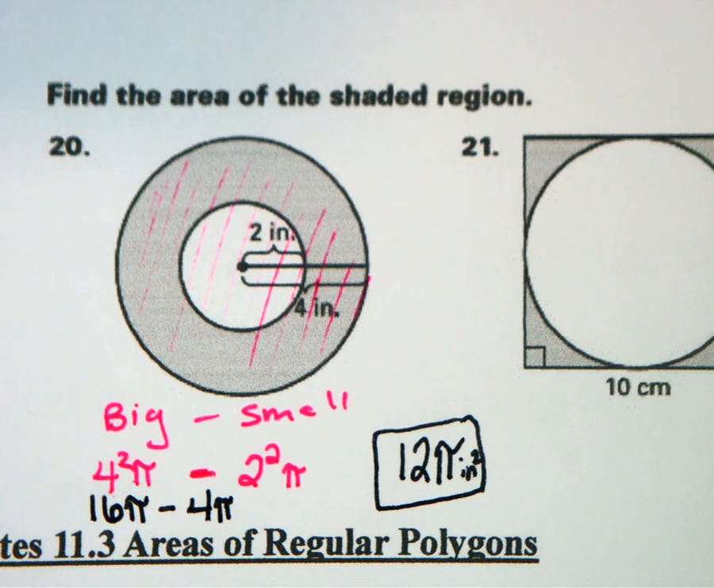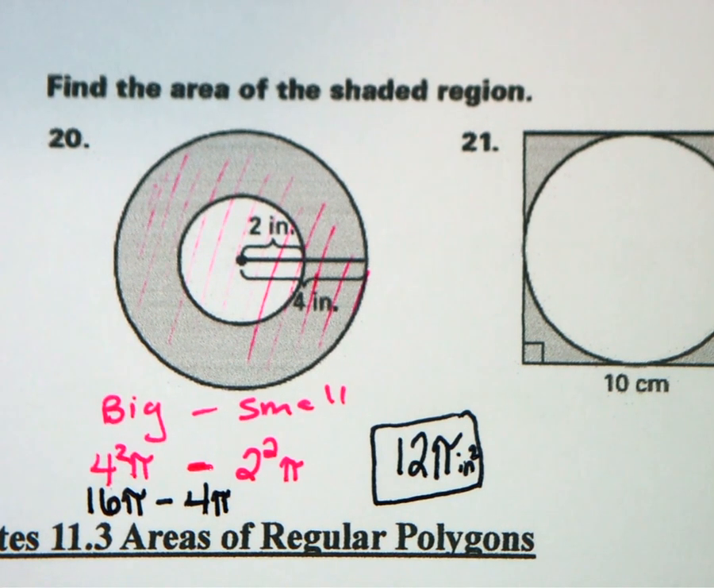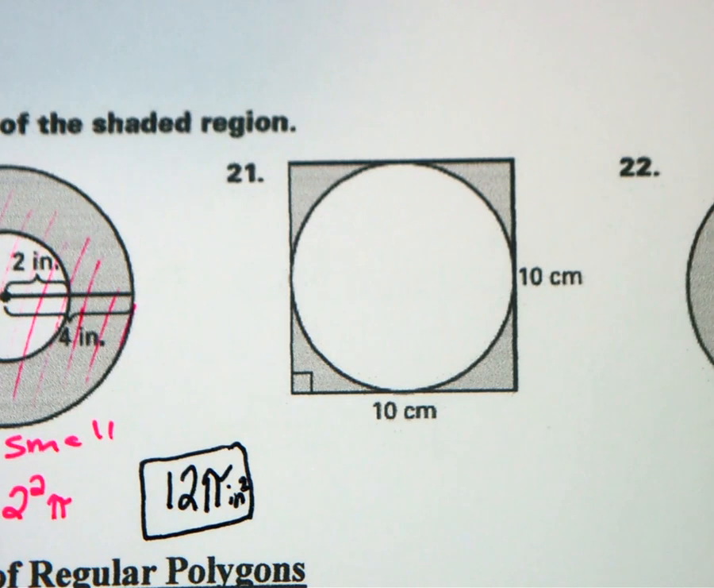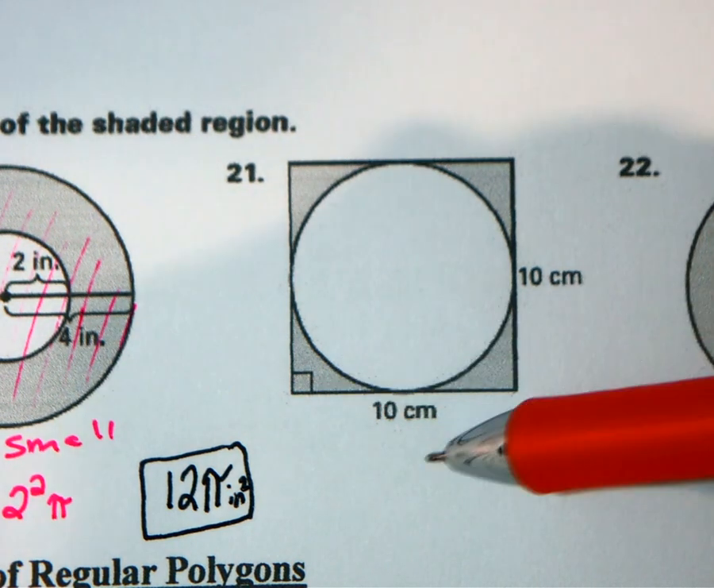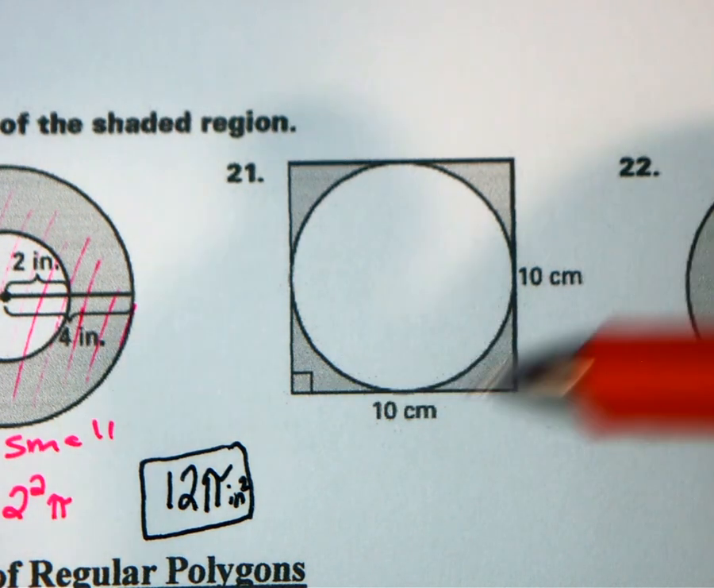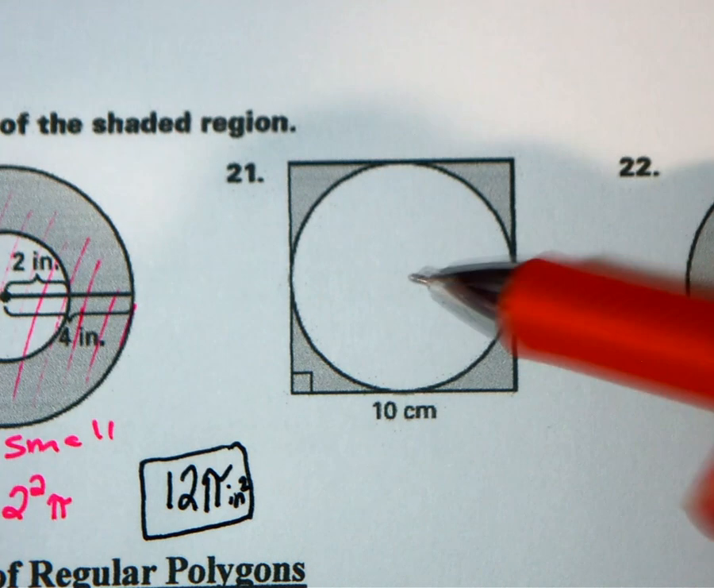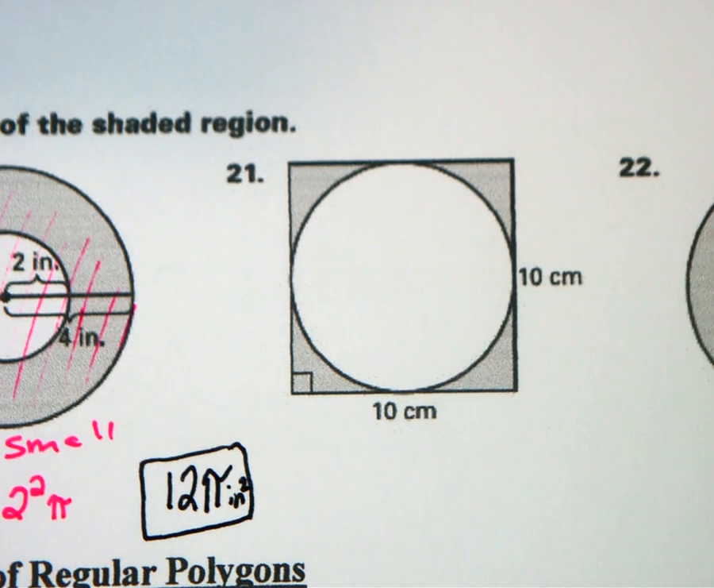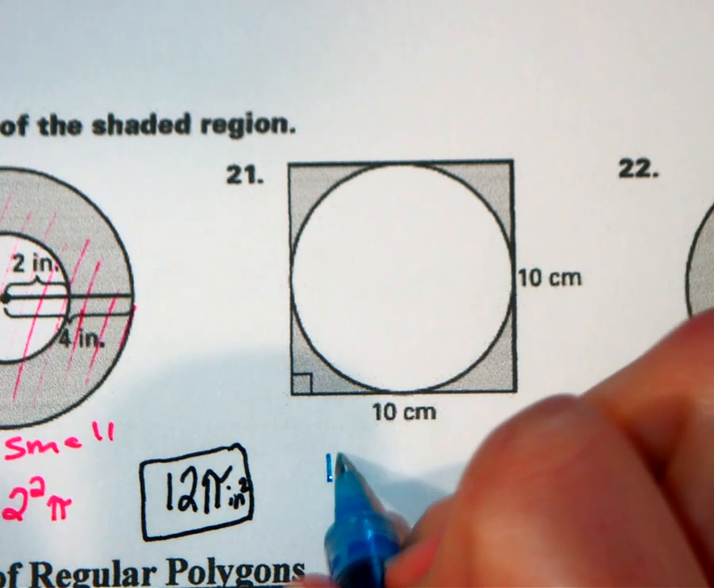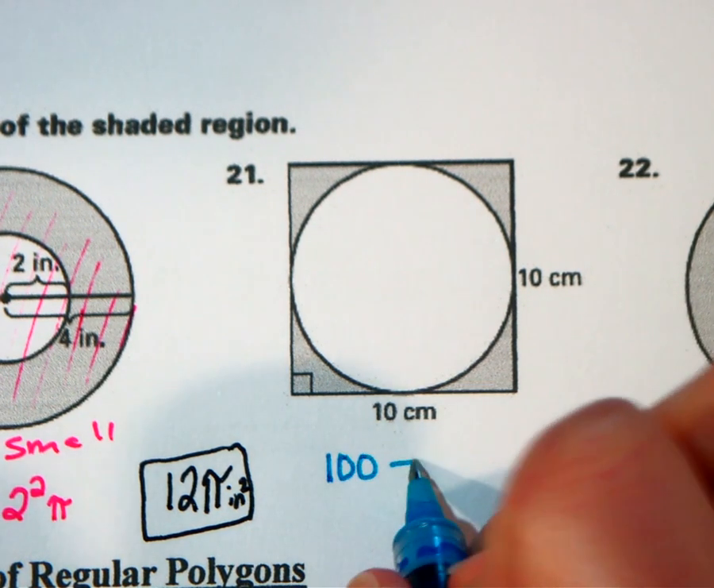Okay, next one. So this is a square. How do I know it's a square? It's showing you the 90 degrees in the corner, and then it's showing you that these 2 sides are the same. So we have a square that's 100 centimeters squared. So again, we're going to do the big minus the small. The big just happens to be a square in this case. So we're going to go the big, which is 100, minus the circle.